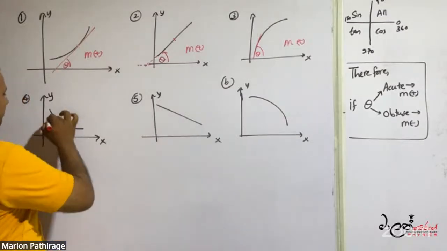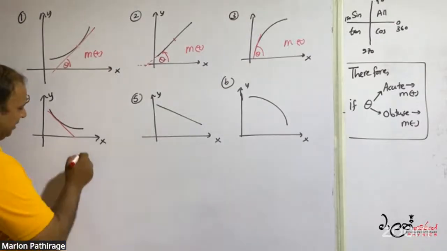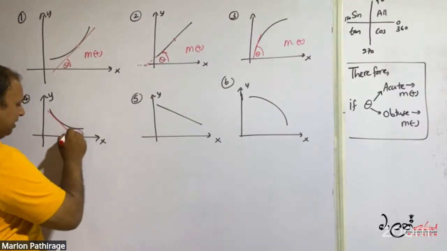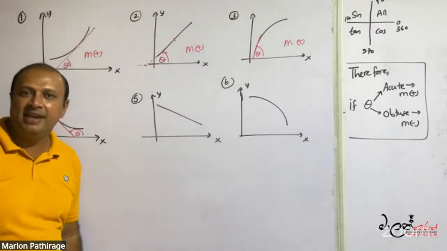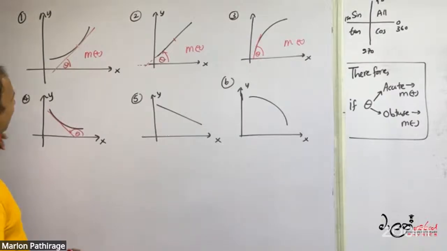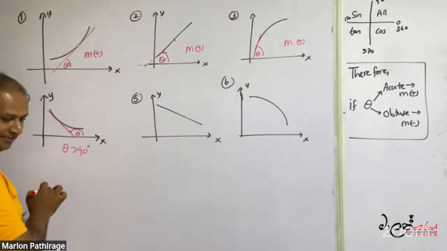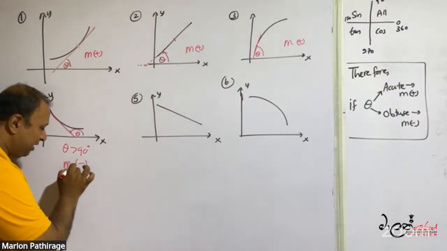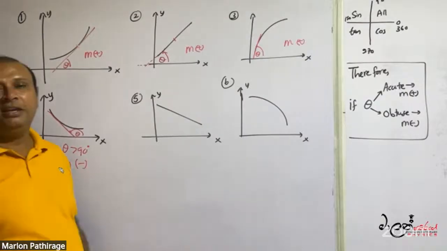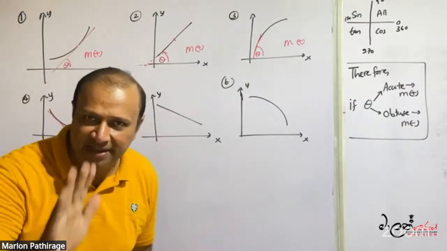Now you have to draw tangent to there. Once you draw tangent, then you can determine this angle. Now it is very clear this angle is higher than 90. Therefore, theta is higher than 90, so the gradient should be negative. If you got that one, please raise the hand.